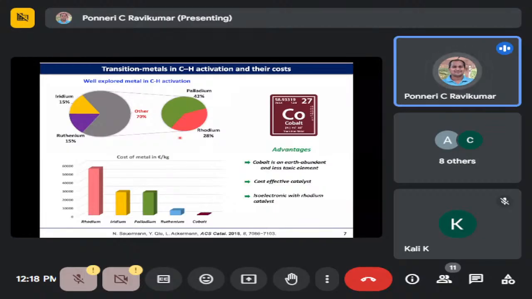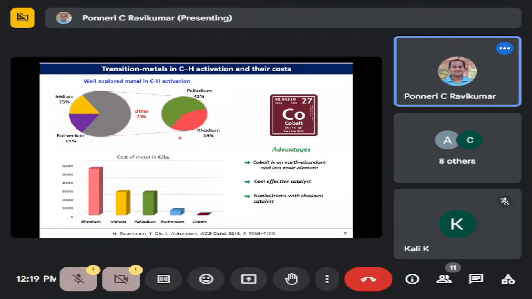Slightly better would be to use a first row transition metal, along with the strongly coordinating directing group such as pyridine. The best approach of CH activation is use a weakly coordinating directing group such as ketones and a first row transition metal, 3D transition metal such as cobalt.